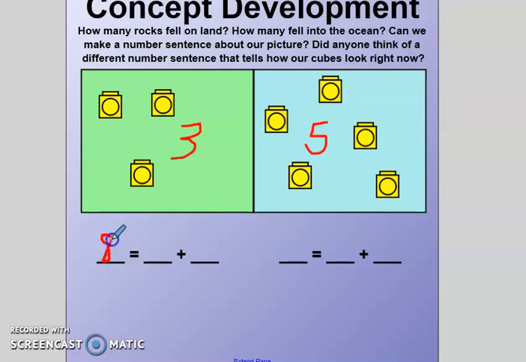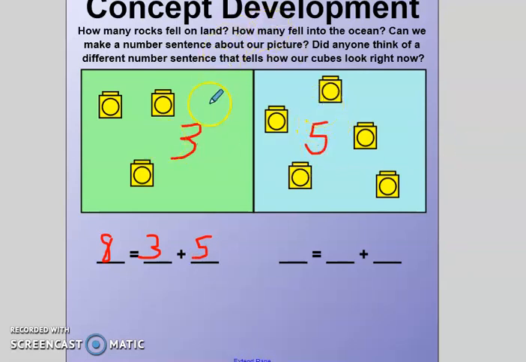Whole equals part plus our part. So we have an 8 plus how many on land? The green. Good job. That's the number 3. And then how many on water? Good job. That's the number 5. And if you need to recount it, that's totally fine. Okay, so we did land plus water.